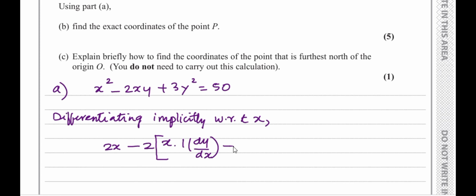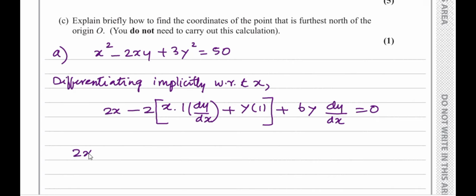Okay, then plus vu dash, that is y times 1, close the bracket, and then we have got the remaining part. What is that? Plus 3 times y squared, so 6y dy by dx, because it's differentiating y, is equal to 0. Simplifying this, 2x minus 2x dy by dx minus 2 times plus y minus 2y plus 6y dy by dx is equal to 0.